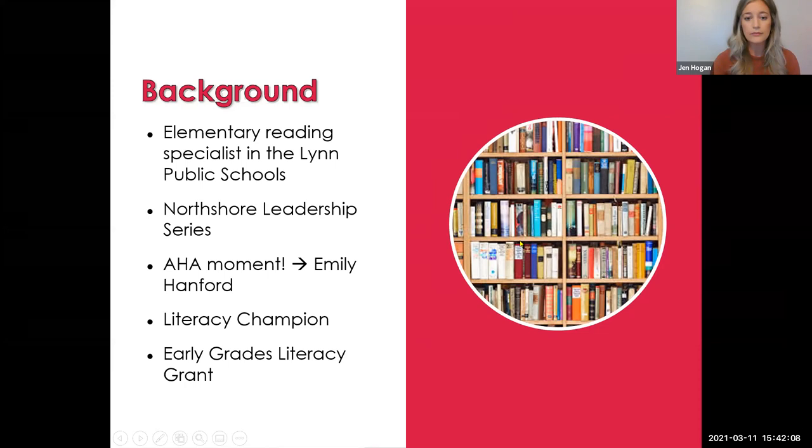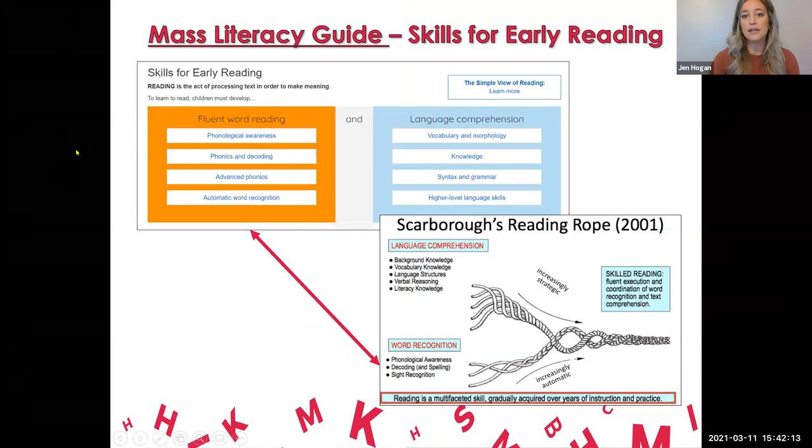As Donna showed you, this is the landing page when you go to the Mass Literacy Guide and visit the Skills for Early Reading page. We are going to focus mostly on this left side today, but I don't want to negate the importance of the side on the right for reading on the whole, but we're going to focus on the fluent word reading.